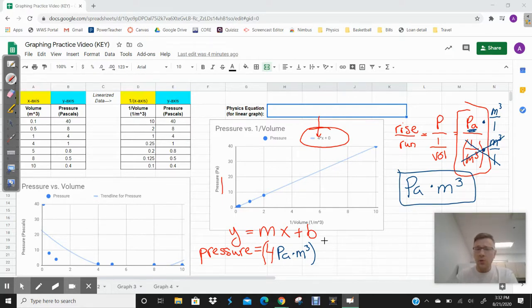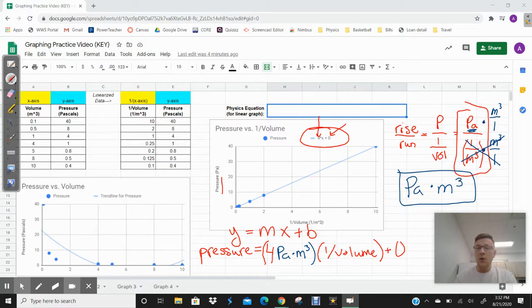Okay, now we're going to multiply by the x-axis, which in this case, the word that's on our x-axis is 1 over volume. So that's what I'm going to put here. I'm going to put 1 over volume. I can fit it in here. So, okay, pressure is equal to 4 pascals times meters cubed times 1 over volume plus the y-intercept, which in this case is 0, which I'm again getting from this equation right here.